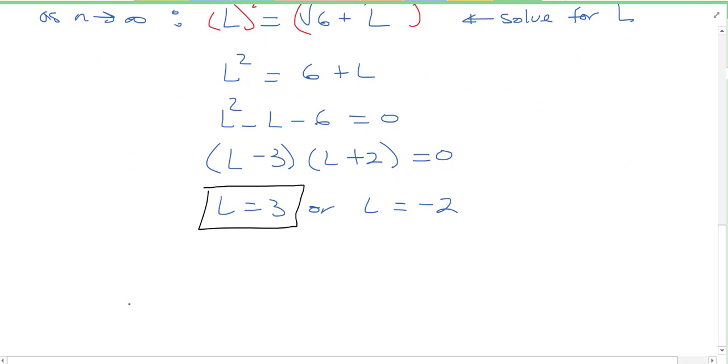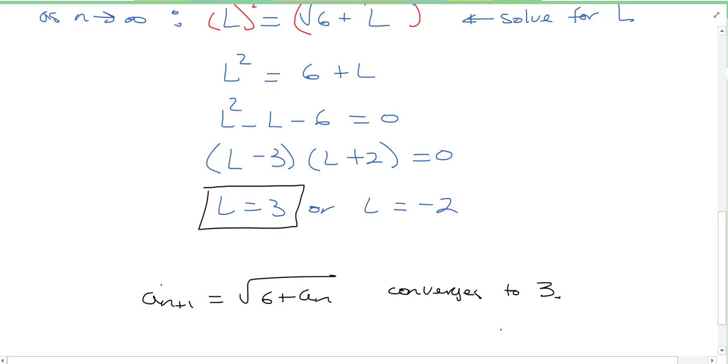So therefore, we can say our sequence a sub n plus 1 equal to the square root of 6 plus a sub n converges to 3. So that's how you find the limit of this type of recursive sequence.